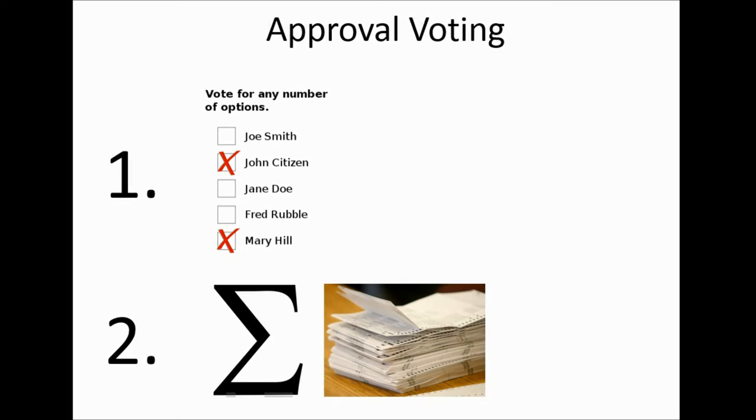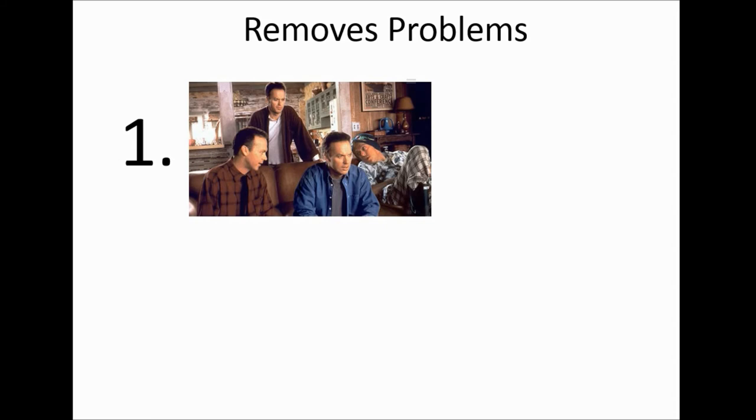Everything is the same, except we're saying, you know what, we're not going to limit you. We're going to let you choose as many options as you want, and we're going to count all of them. That's all we're doing. So how does this address the problems that we mentioned earlier with plurality voting? So let's look first at our Michael Keaton issue versus Pauly Shore.